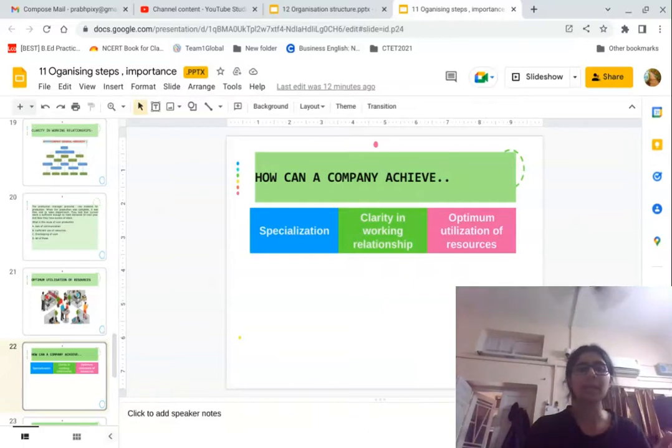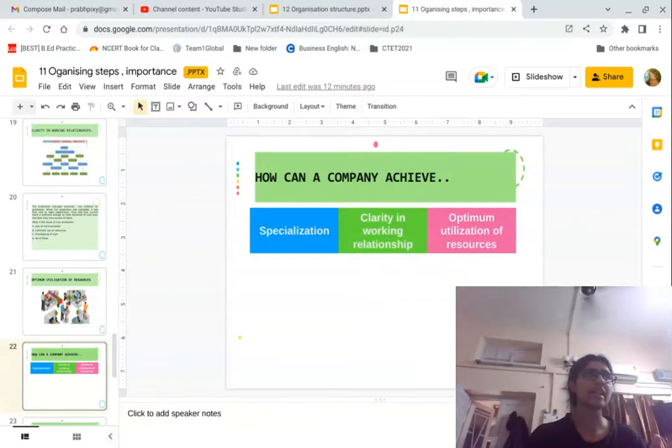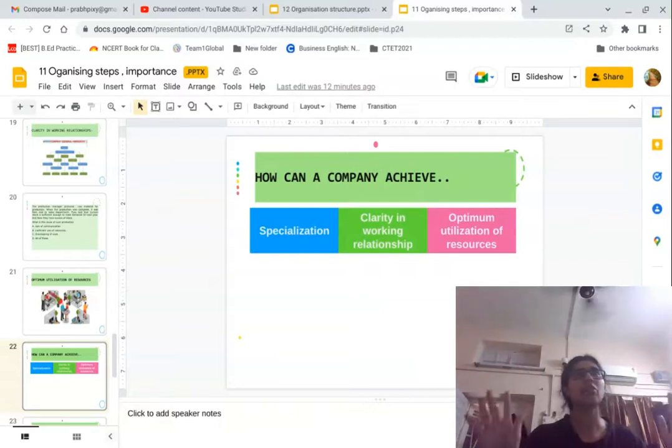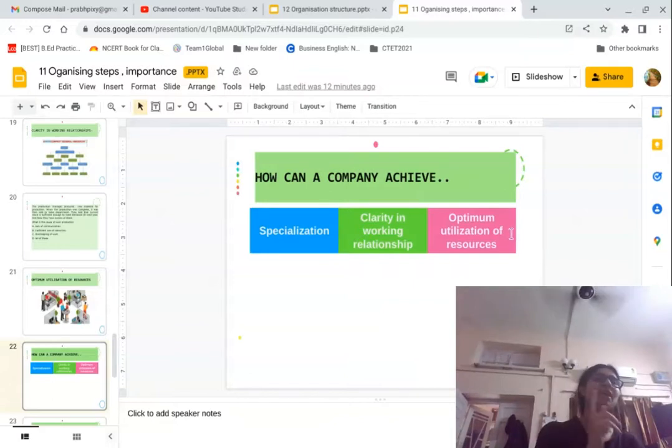So how can a company achieve specialization? Yes, class. If you are the CEO and you want your workers to be specialized, how can you achieve that specialization? What will you be doing? Okay, for specialization, you will be conducting webinars. Okay, what else? That's very good. Making them do the same thing on a daily basis for a limited time, right? Clarity of working relationships. What will you do, class?